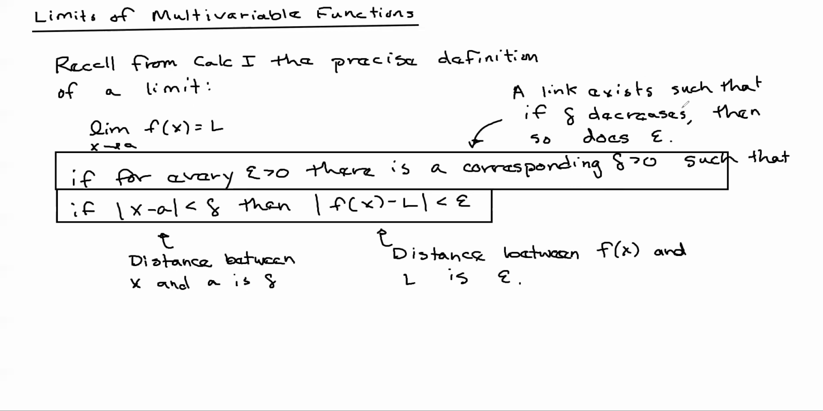Okay, if you have a link between delta and epsilon such that if delta decreases, then so does epsilon, and if the distance between x and a is delta, and if the distance between f of x and L is epsilon, then when you fit all that together, you end up with the idea behind a limit. You end up with our notion of a limit, right? So let's translate the limit into the language that you use in Calc 1 so that we can more easily tie it all together. What's the language that we use in Calc 1? We say if x approaches a, then f of x approaches L.